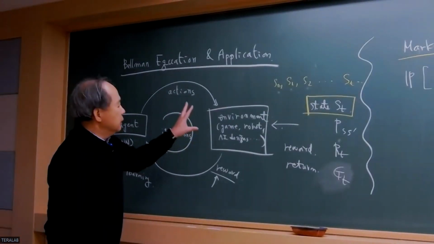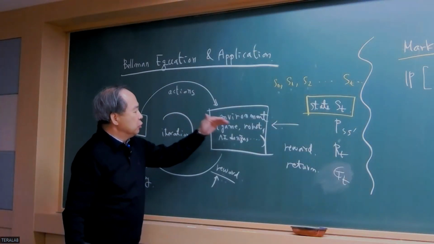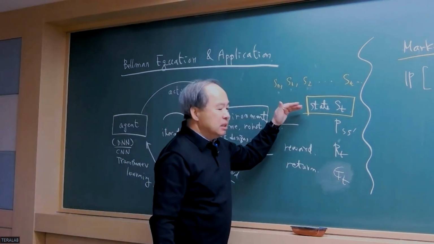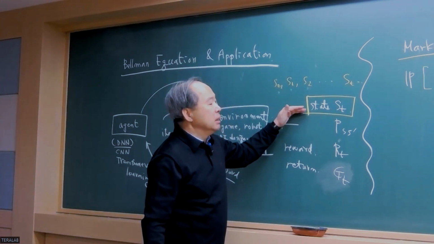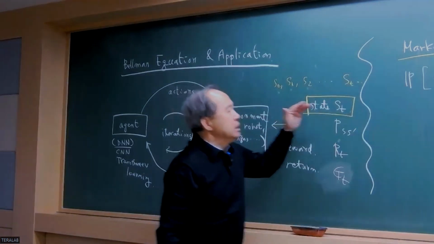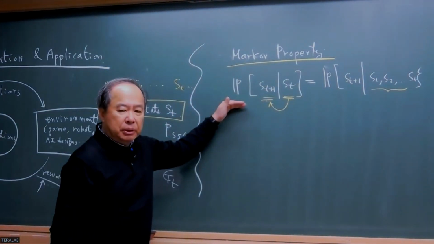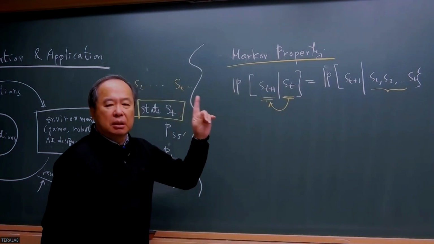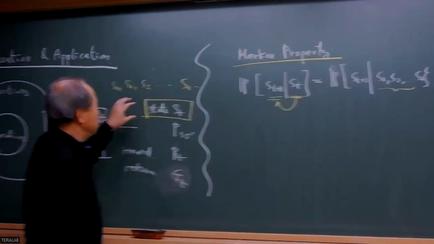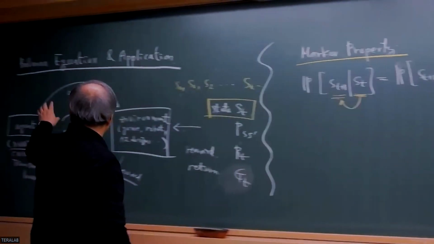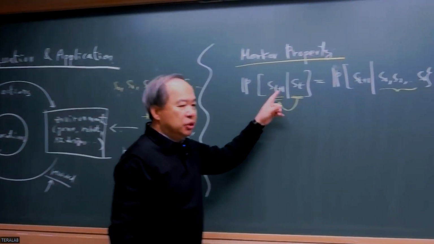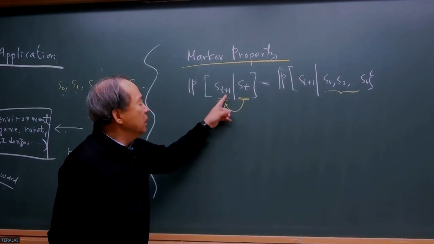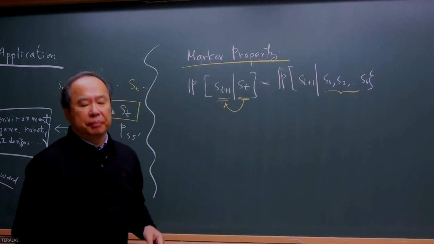If you have an environment, game, robot, AI design, or semiconductor design, you have to define the state. If the state does not meet this Markov property, reinforcement learning is not a good approach. The first requirement is that you have to design the state and action so that the transition to the next state will be totally determined by the current state.